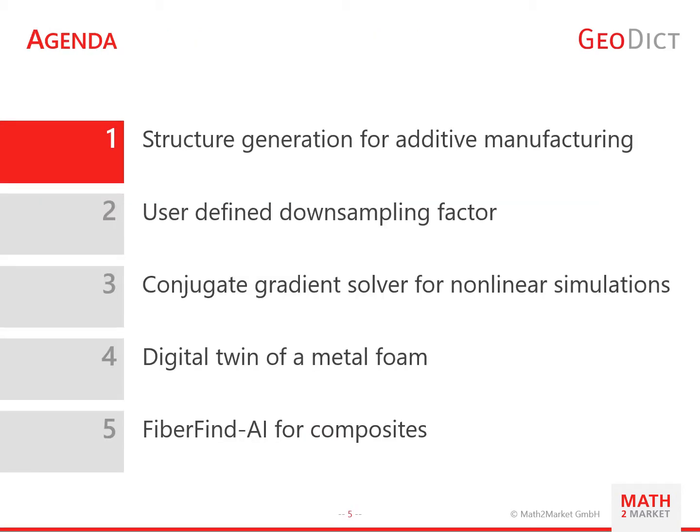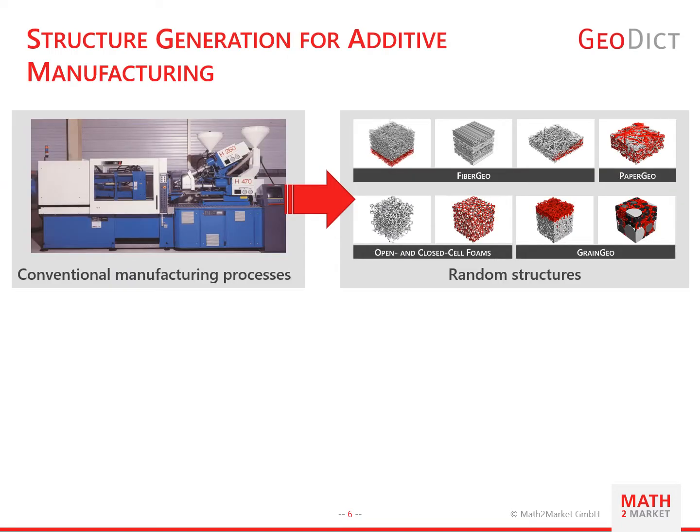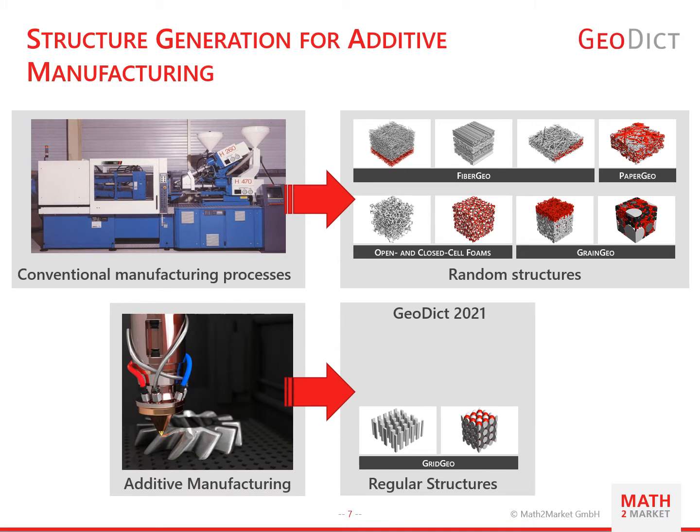So let's start with the structure generation for additive manufacturing using GRIDGEO. Many conventional processes, such as injection molding, melt blowing, or foaming, lead to random structures. These can be modeled really well in GeoDict using modules like FiberGeo or FoamGeo. A big advantage of additive manufacturing is that you can control the microstructure of your material. The module GRIDGEO produces regular grids and packs, but up to GeoDict 2021, it did not include microstructures that aim especially at additive manufacturing.